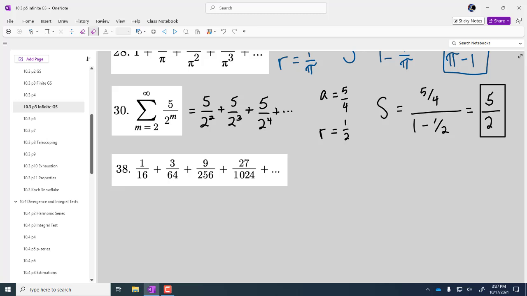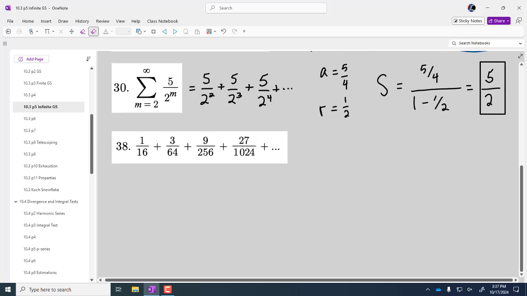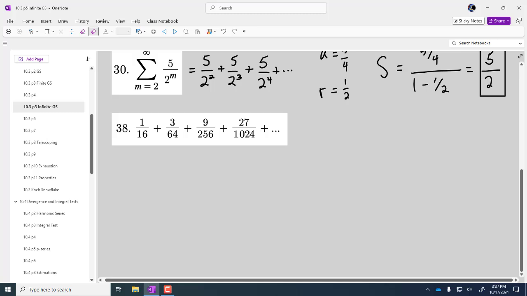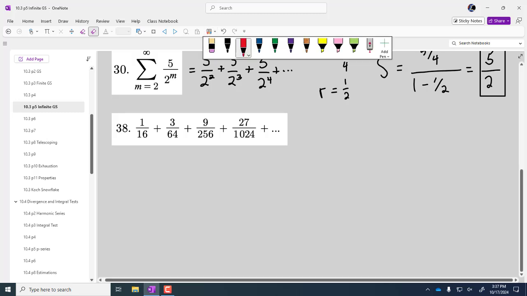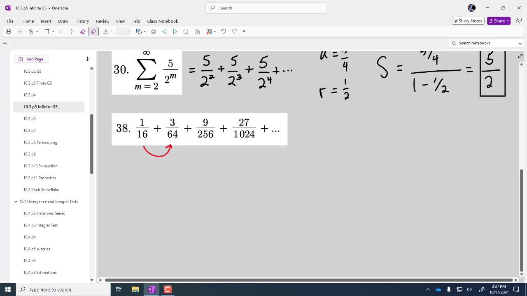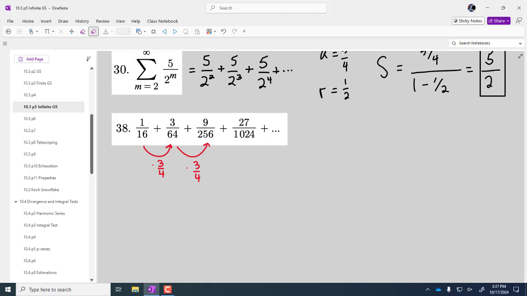So first, let's figure out if this is geometric. If we have an expanded form, it's not obvious that it's geometric. What is the multiplier that gets us from the first term to the second term? 3 over 4. So we multiply by 3 over 4. Let's confirm that it's 3 over 4. Is it still 3 over 4? Yeah. 3 times 3 is 9, and 64 times 2 is 128. 128 times 2 is 256.